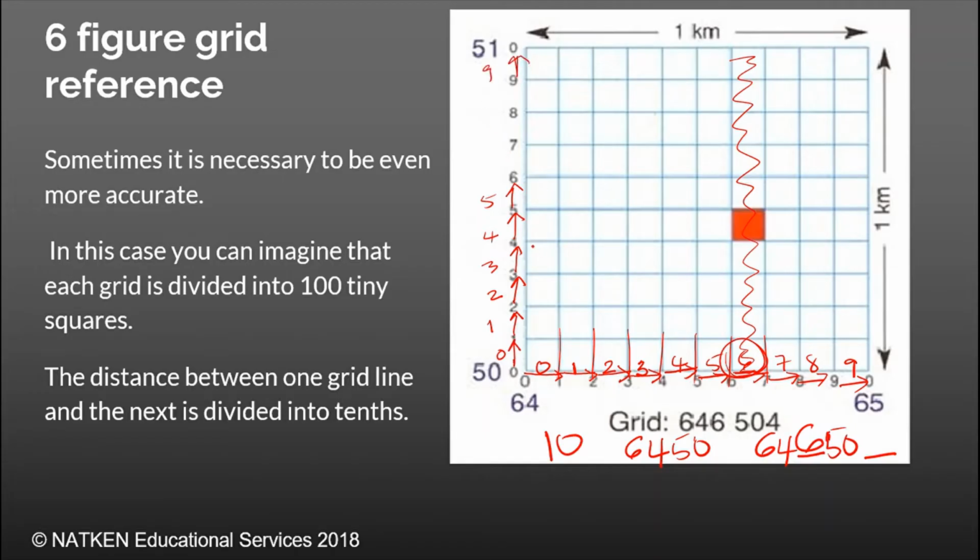So just the same, we can see where our box is located that we're trying to find the 6-figure grid reference for. So everything inside this area would have been number 4. So what we would do then, we would write number 4 here, and that gives us 6 figures, 6 numbers. That is 646504. That would have been our 6-figure grid reference for this specific box that we are looking for.